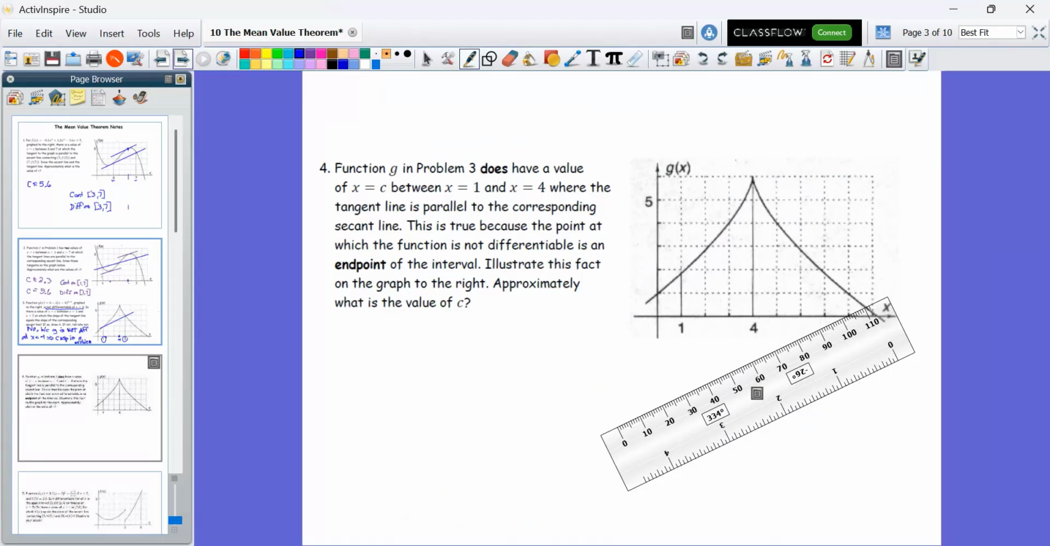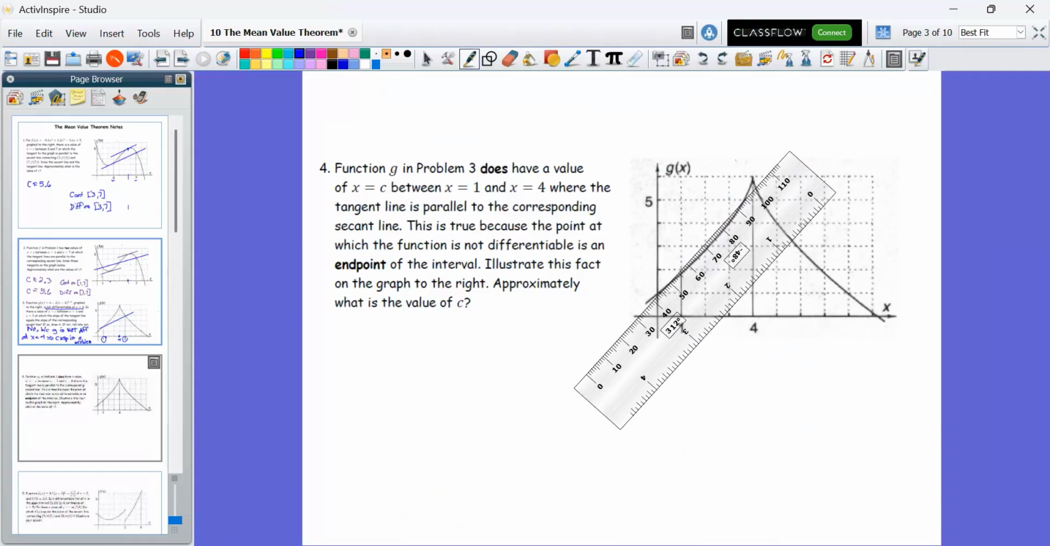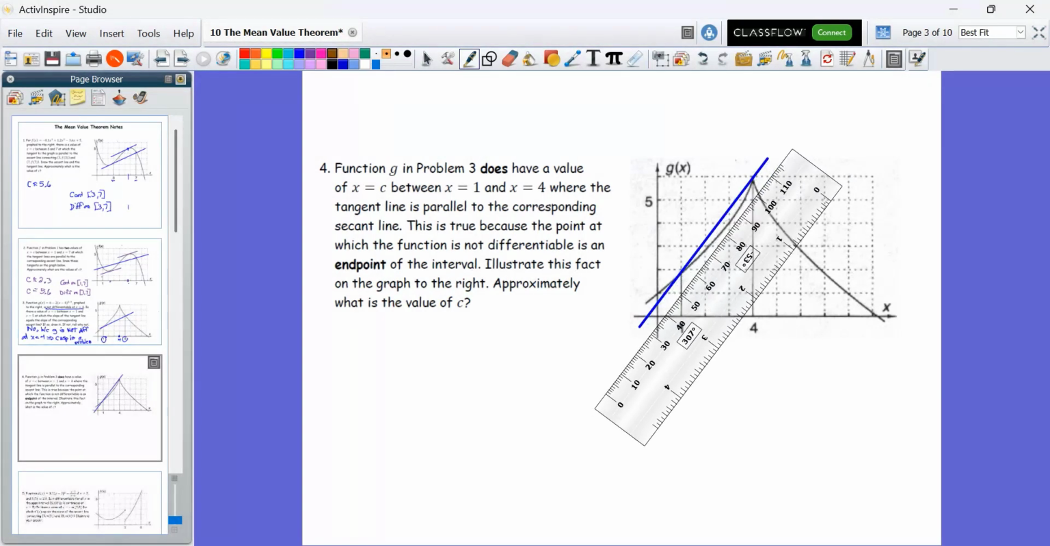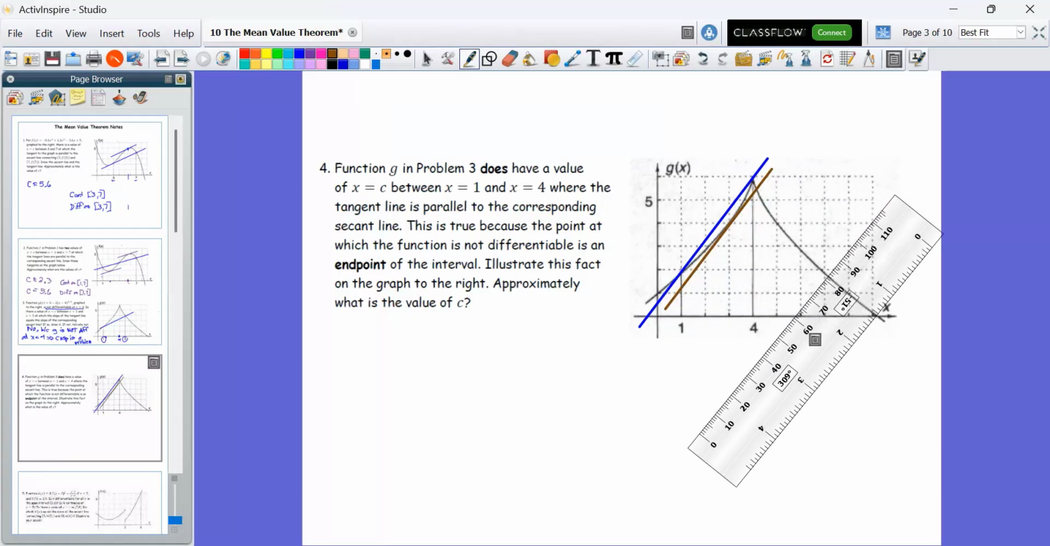Let's take a look here, because now the graph is still not differentiable at 4. But if we only use the interval from 1 to 4 and we draw the secant line, and then we try to find a tangent line that's parallel, we are going to find one. Look at that. We find one at it's almost 3. So about, let's say, 2.9. If you said 2.8, I'm taking that too. Remember, we're approximating here, okay?